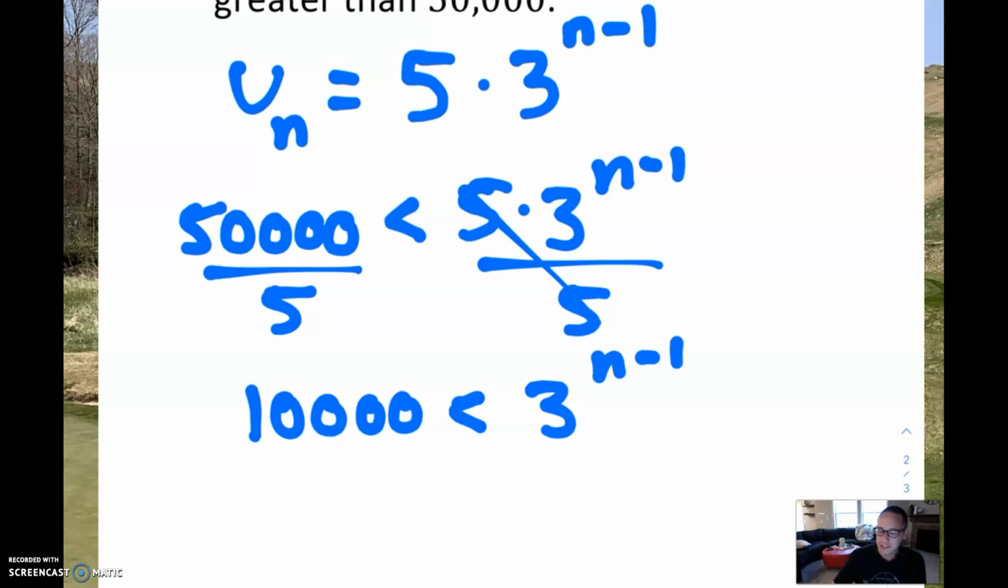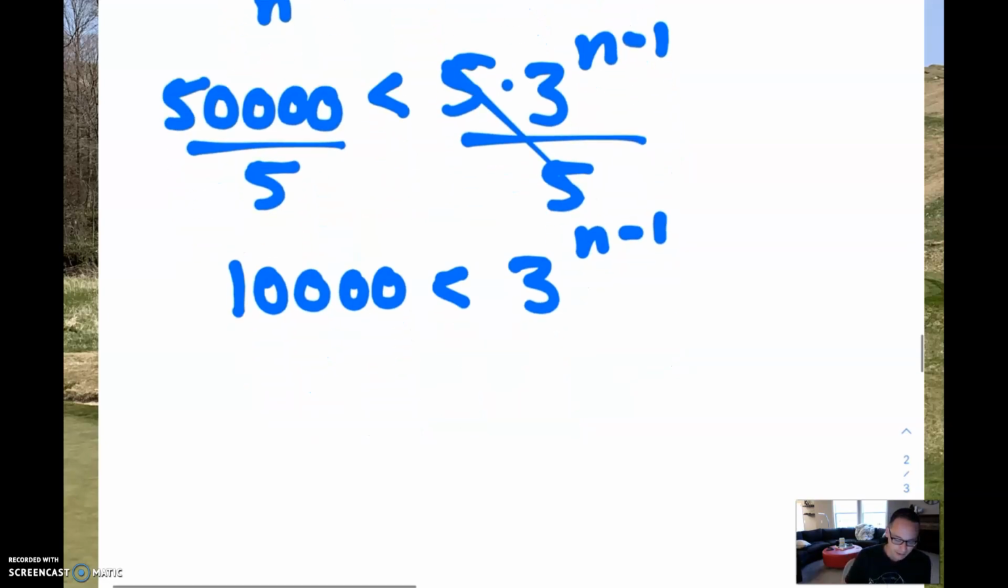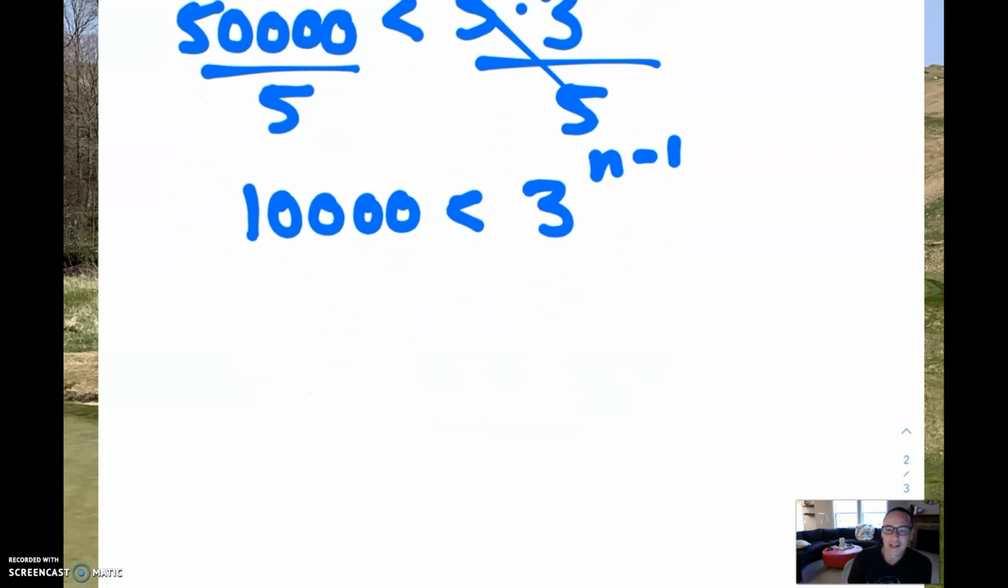Now, if there's a place where you might have forgotten something from last year, it's probably right here, and it has to do with logarithms. Whenever you have a variable up as an exponent, in this case it has a base of 3, to solve it you're going to use a logarithm.